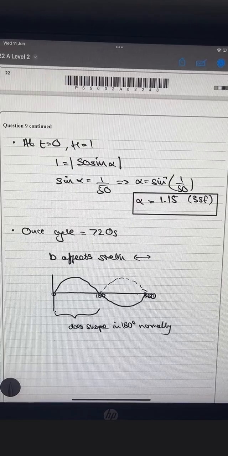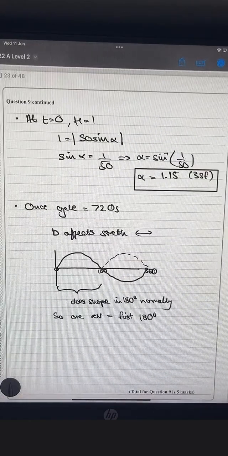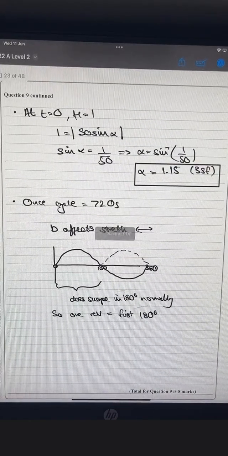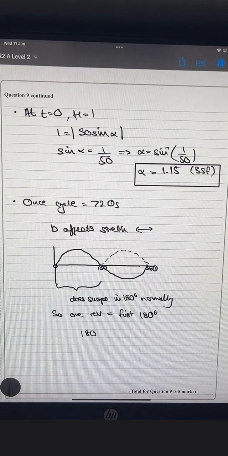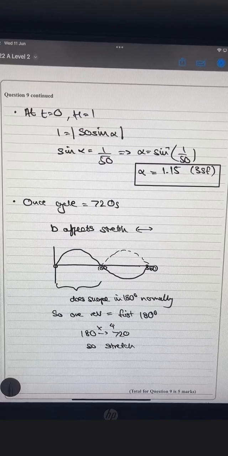So one revolution is equal to the first 180 degrees. So now, this is normally 180 degrees, but now it's taking 720, well, t could be degrees, yeah? So how do I get from 180 to 720? I multiply by 4. So this is a stretch horizontally by a scale factor of 4.